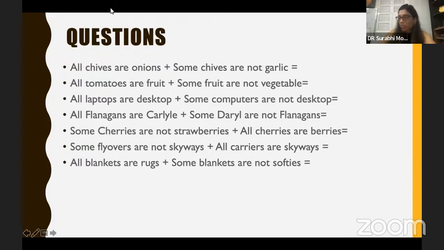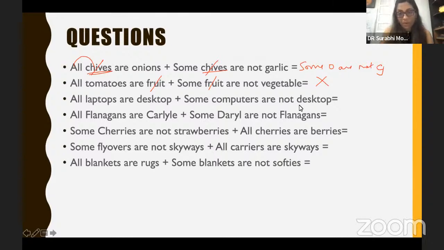All right, so I can see some of the answers coming in. So let's try and mark the middle term. This is written with all, it's distributed, right? So my answer will be some onions are not garlic, right? Some onions are not garlic. That's correct, Nandini and Sia. Second, middle term is not distributed, no conclusion.